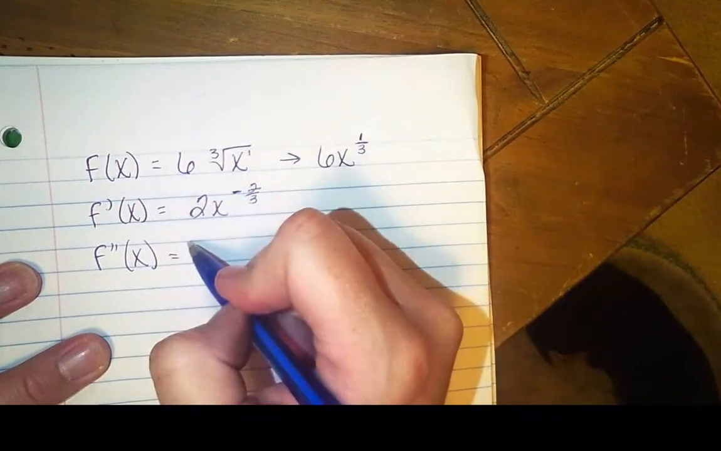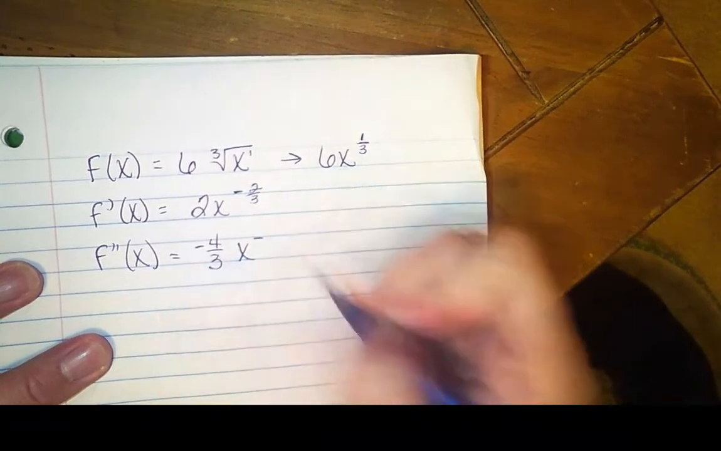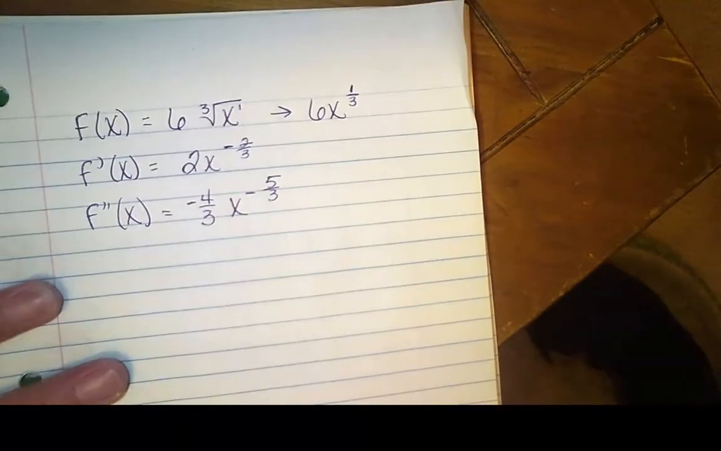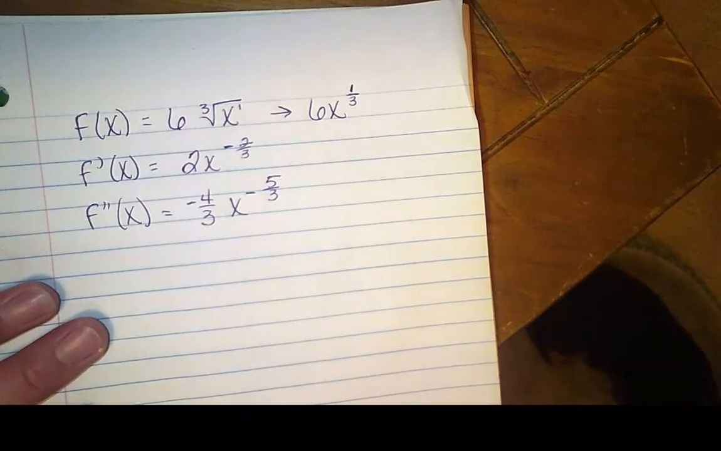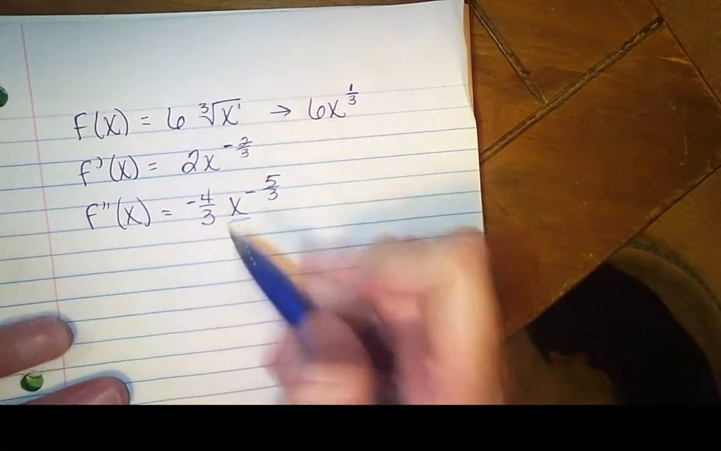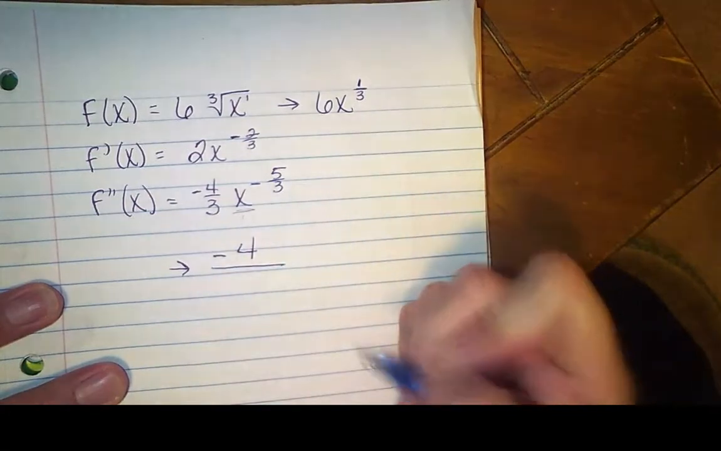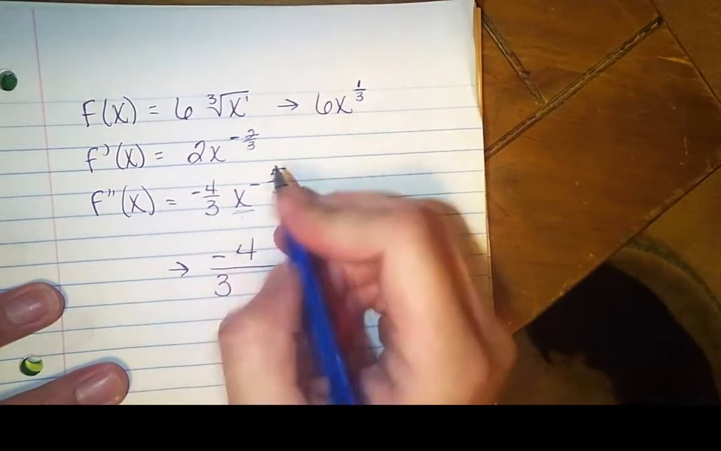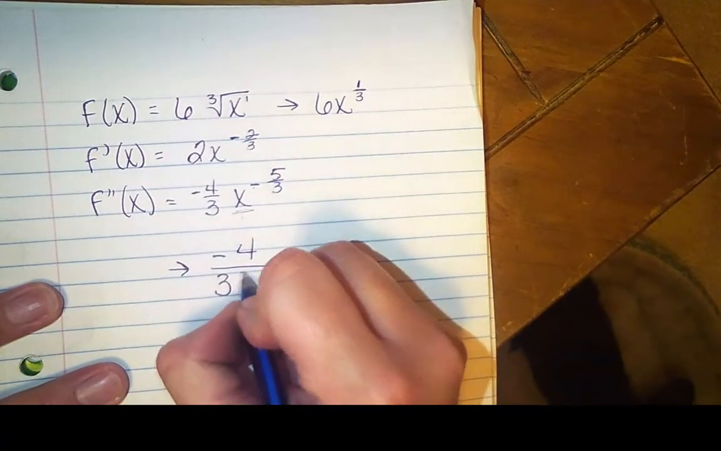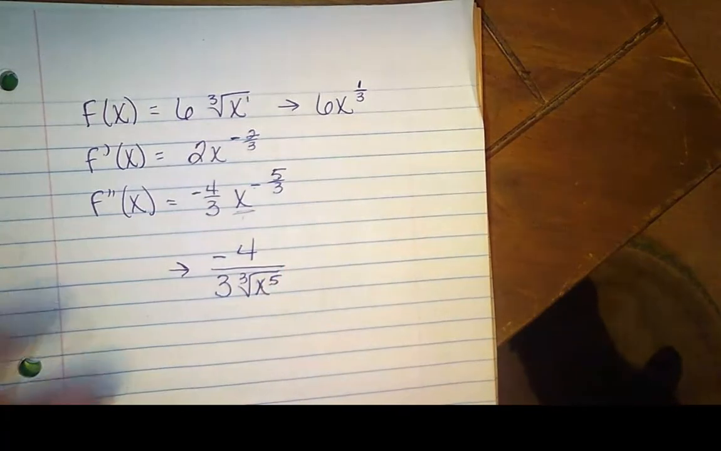And when I drop my -2/3 out front, I get a -4/3 x to the -5/3. And boy howdy, what does all this stuff mean? So let's rewrite for just a second. Remember, a negative exponent actually means I need to drop that x to the denominator. So I've got a -4 over 3, and then my denominator, this is actually x to the 5th power, but I'm taking a cubed root. Okay, so that's what all that stuff means.